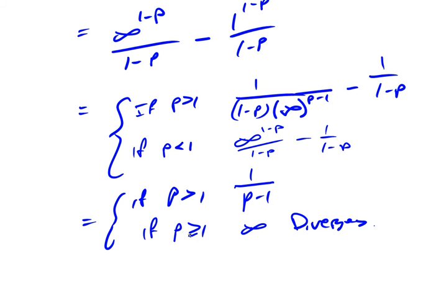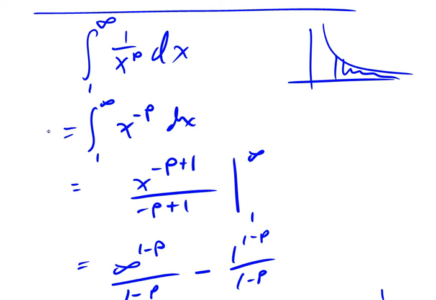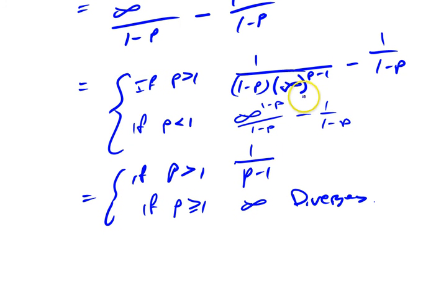It really comes down to when you're integrating something like this, and you're going to be plugging an infinity in, does the infinity end up in the numerator or does it end up in the denominator? Dividing by infinity is a good thing. Dividing by big numbers gives you small answers, and hence finite answers. But multiplying by big numbers gives you really big answers, and so hence you get to infinity here. So it's just a matter of when does the infinity end up in the numerator, when does it end up in the denominator. And that all depends on whether p is bigger than 1 or whether p is less than 1.